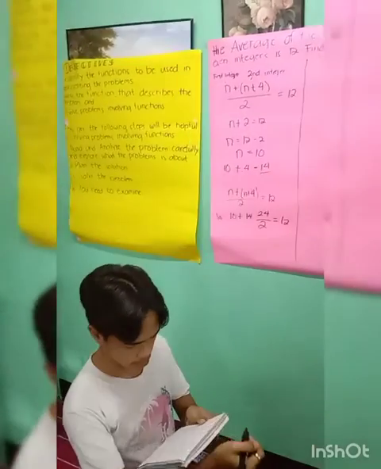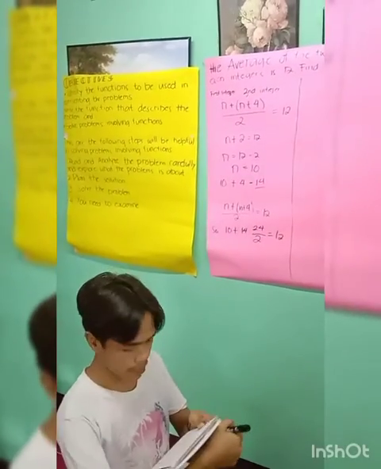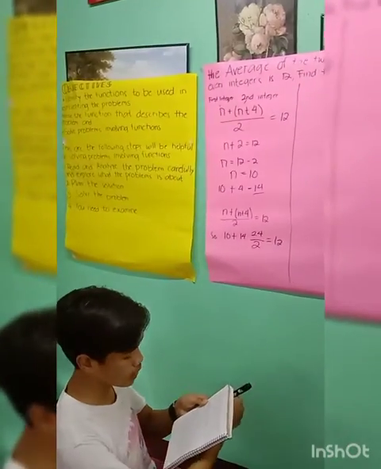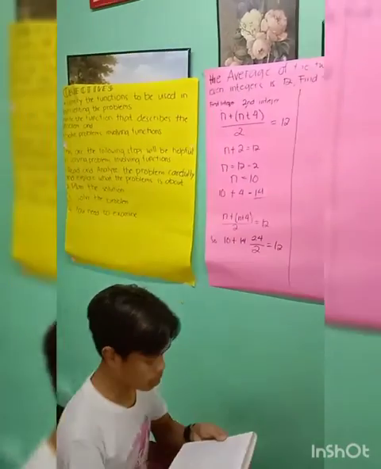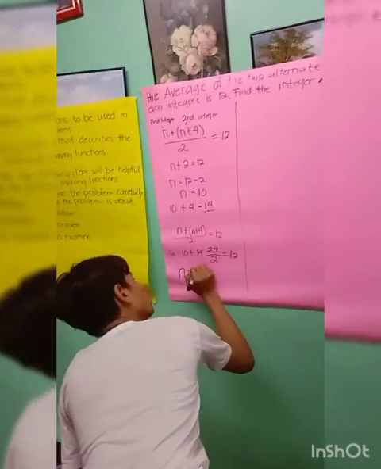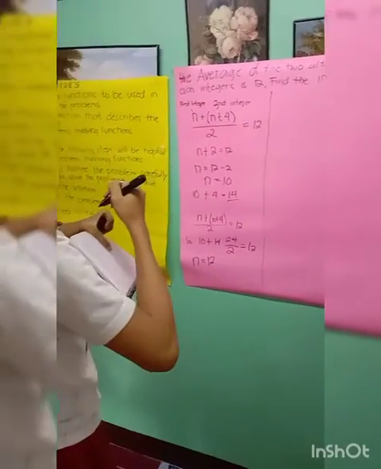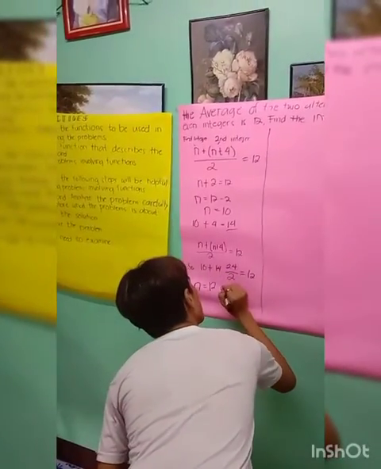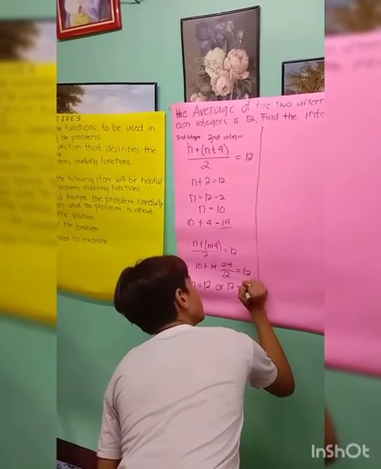So, ibig sabihin, ang ating value ng n ay solution sa ating equation. So, n is equal to 12, or 12 is equal to 12.